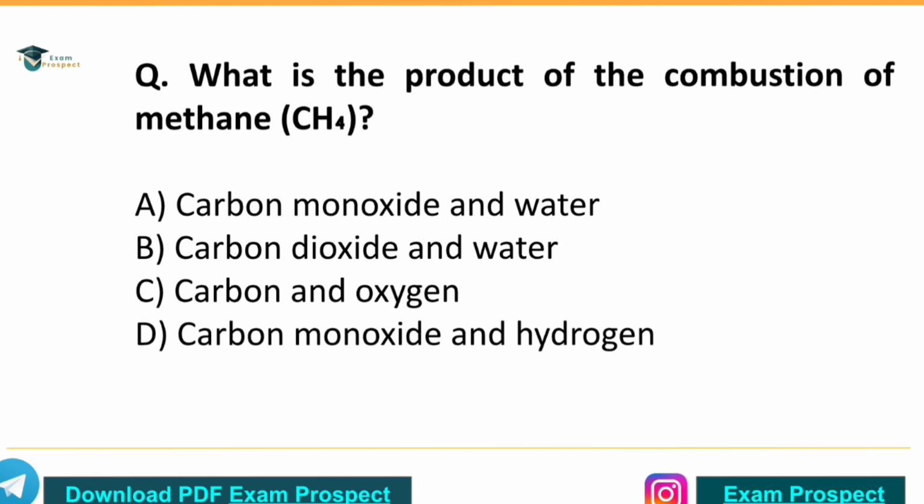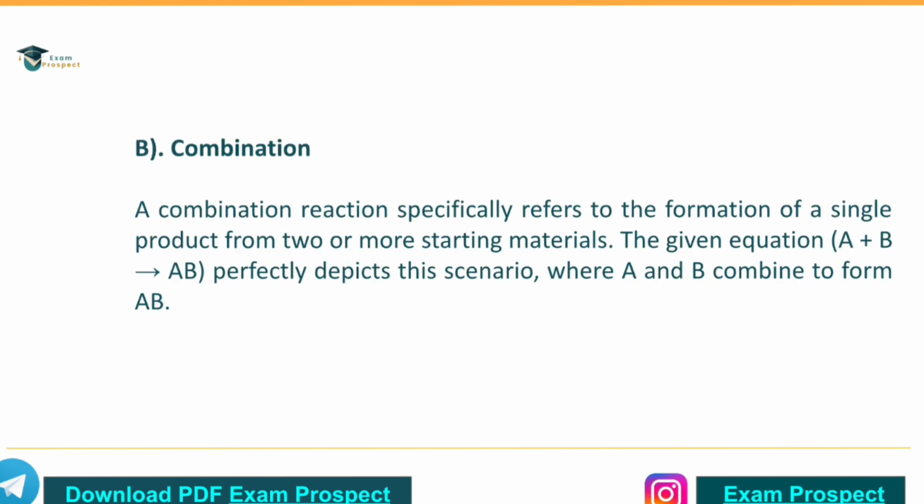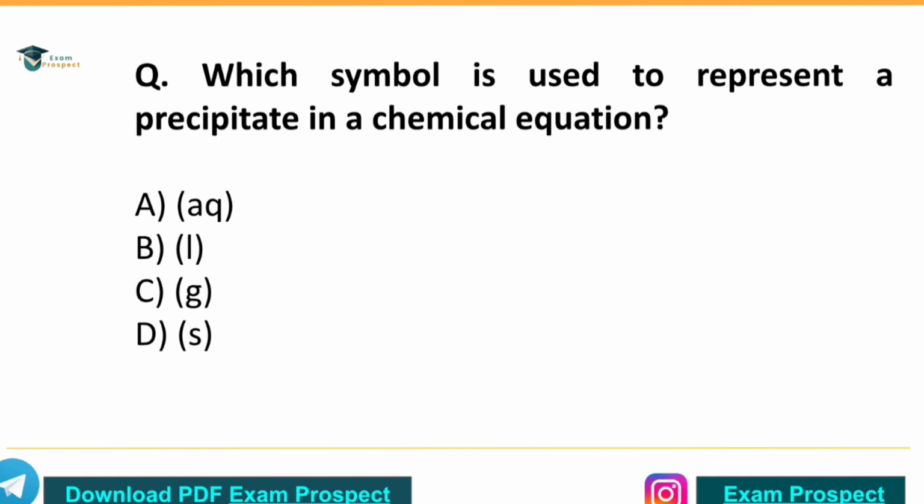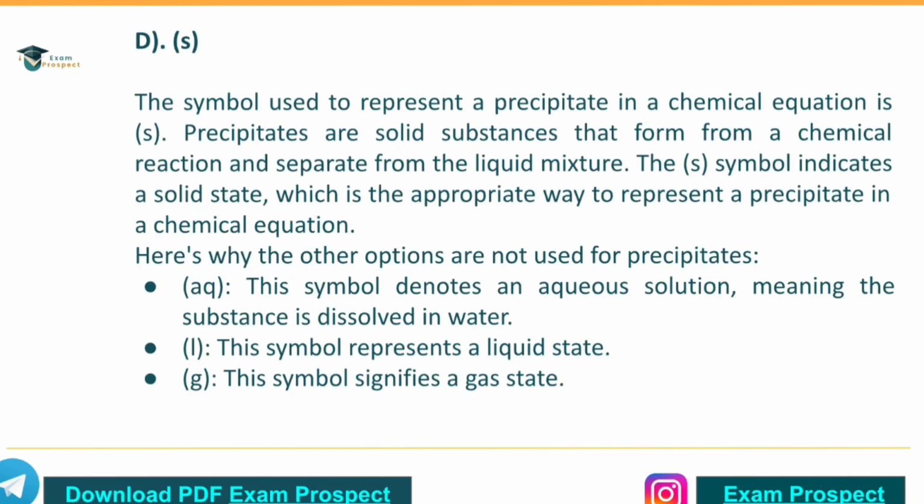Here the correct answer is option B, carbon dioxide and water. Next question, which symbol is used to represent a precipitate in a chemical equation? The correct answer is option D, it represents S. Here the symbol used to represent a precipitate in a chemical equation is S.